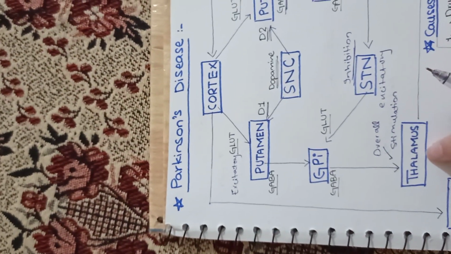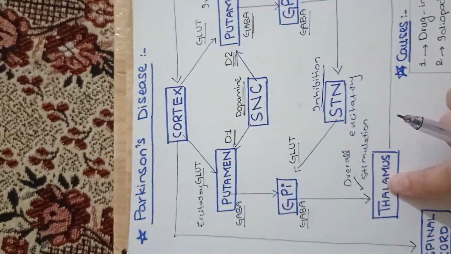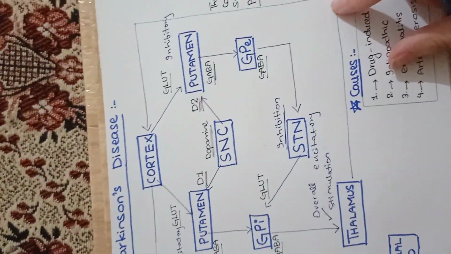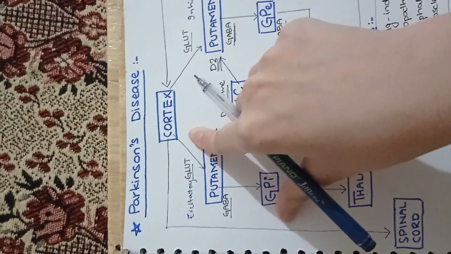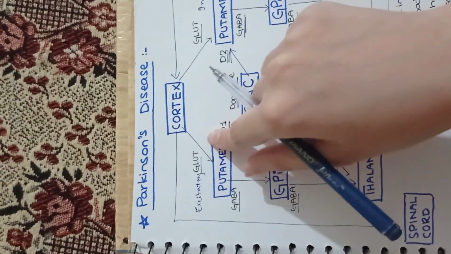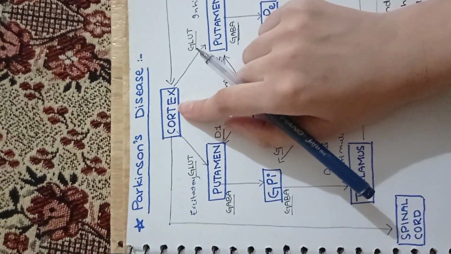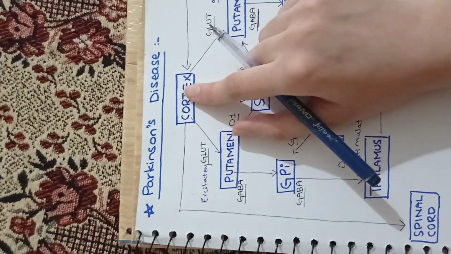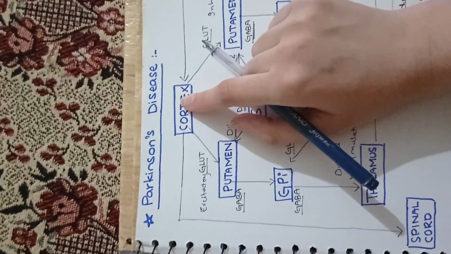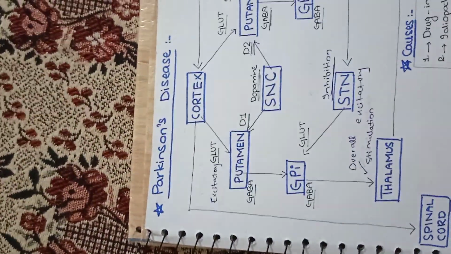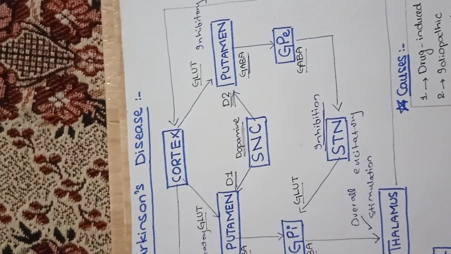Okay, there is overall excitatory output to the thalamus. So the thalamus will send excitatory signals to the cortex. So there is also excitation of the cortex. Excitation of the thalamus is also the excitation of the cortex, and that's how the movements are carried out. Okay, now let's see when dopamine is not available.